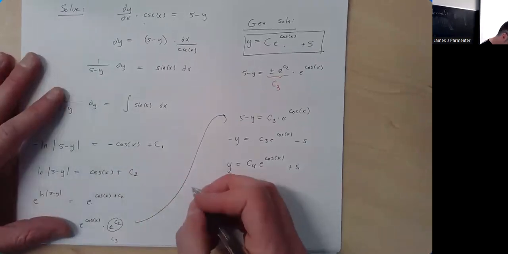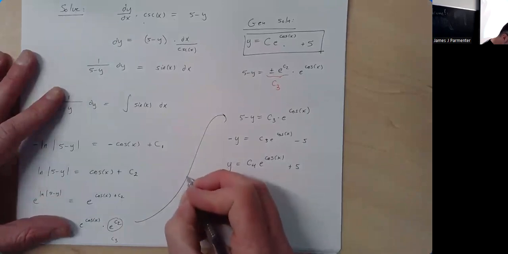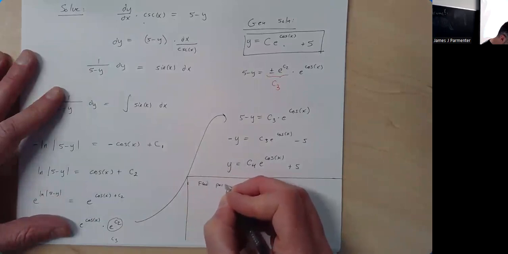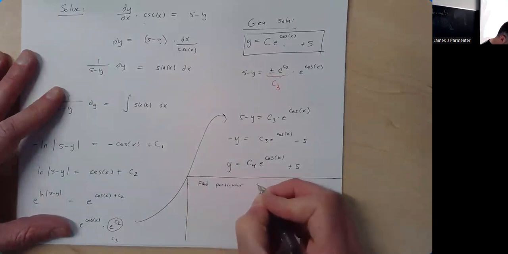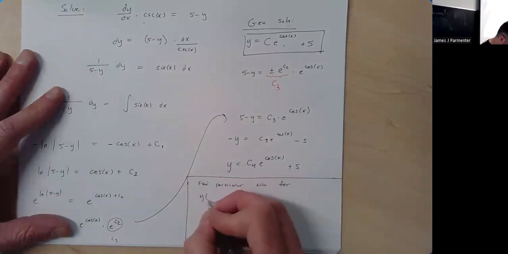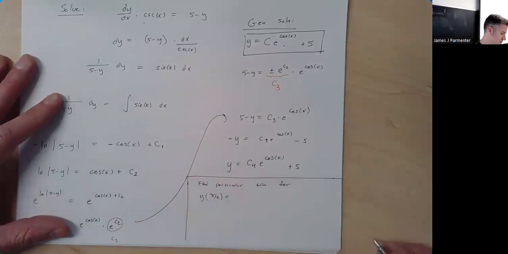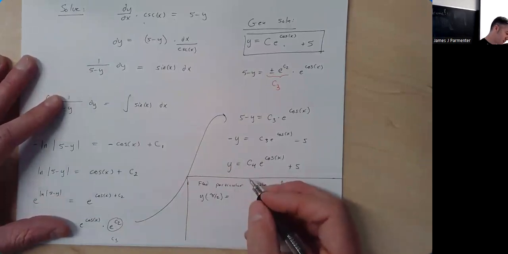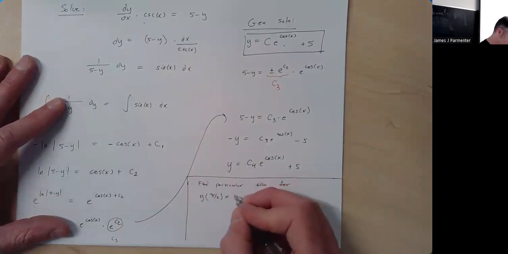Okay. Let me ask you all. Find the particular solution for the initial condition y of pi over 2 is equal to, let me think for a second here, is equal to 2.